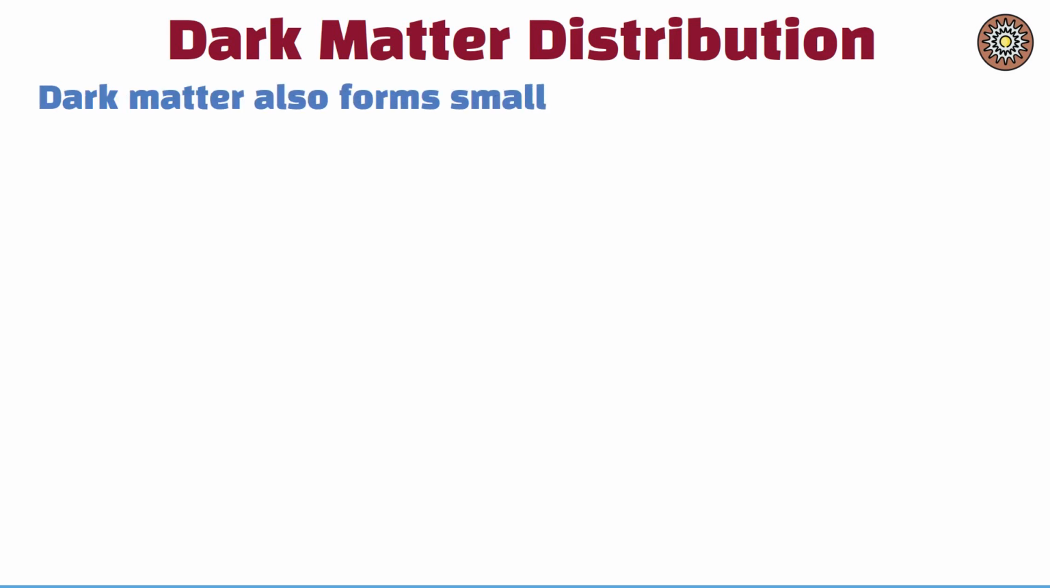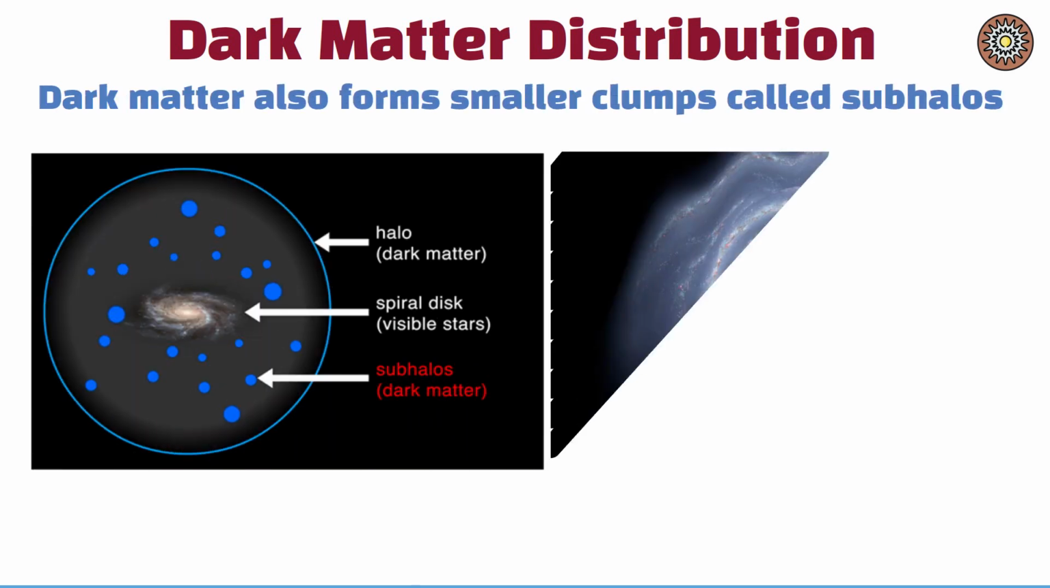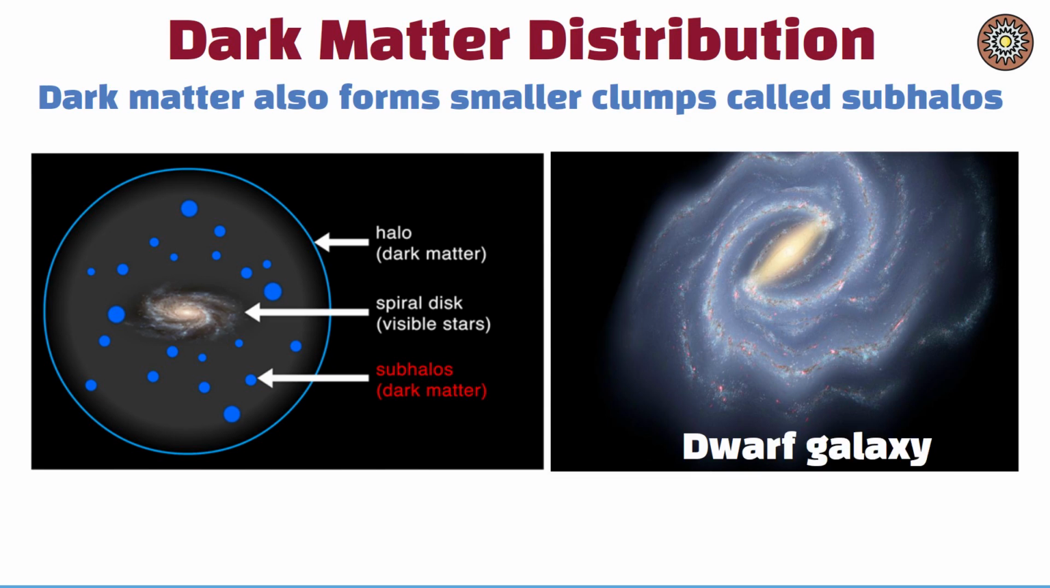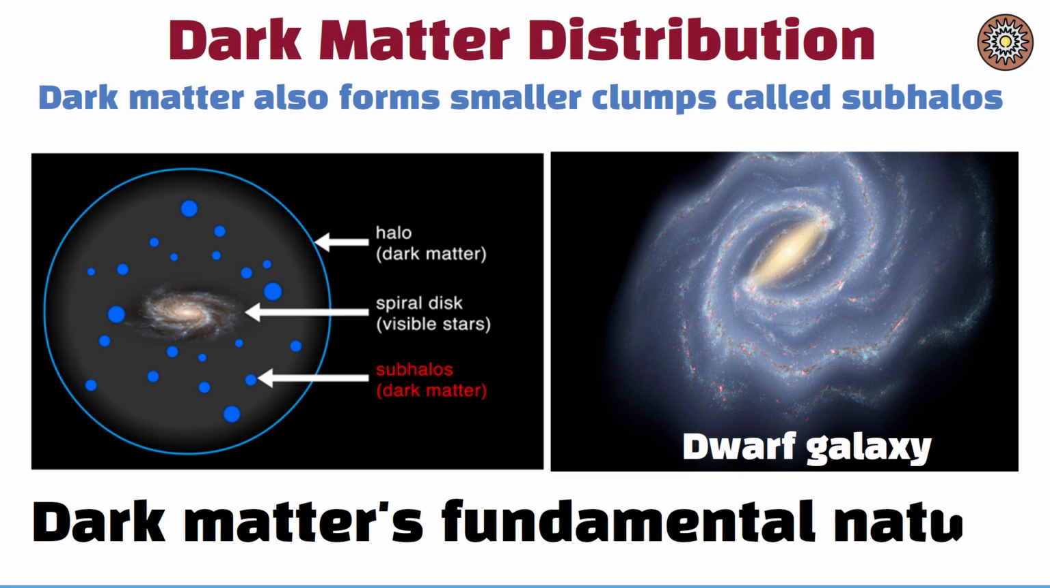Dark matter also forms smaller clumps called subhalos. These could range from dwarf galaxy size down to Earth mass objects. Detecting these small-scale structures could reveal dark matter's fundamental nature.